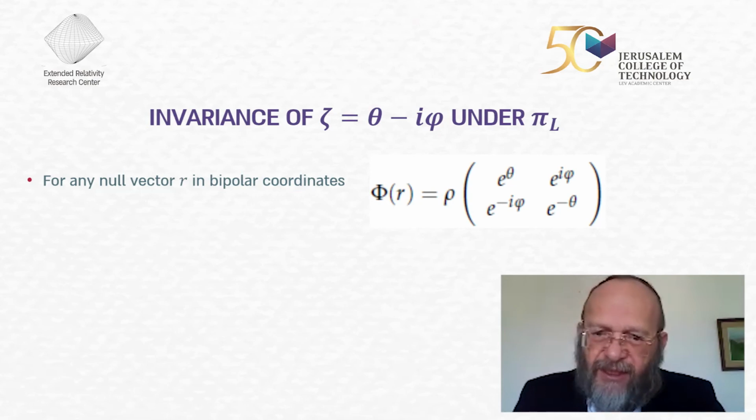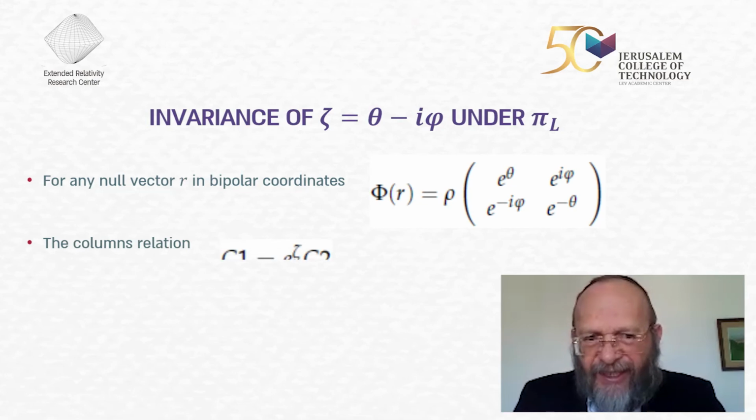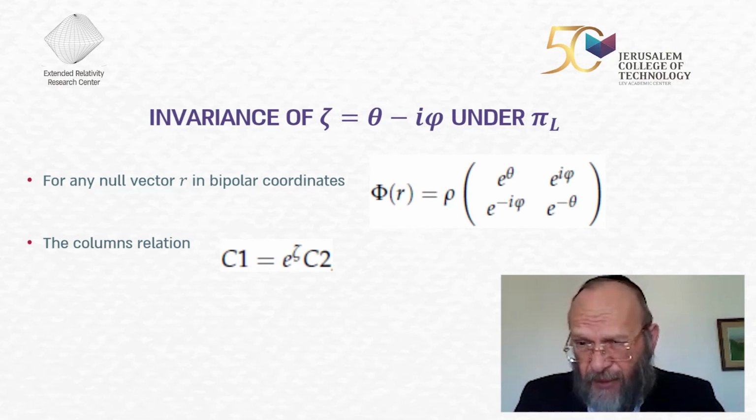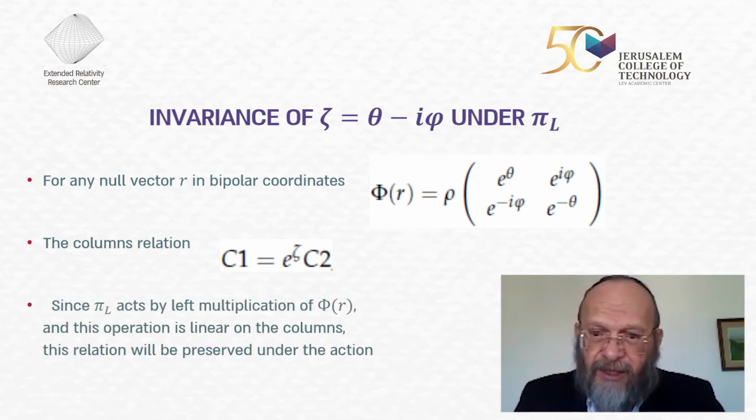What does it mean? That the columns are linearly dependent. Let's find what the column dependence is. Column 1 is equal to column 2 multiplied by e to the power zeta. If you multiply e to the power i phi by e to the power theta minus i phi, the i phi cancels and you get e to the power theta. In the second row, you multiply e to the power theta minus i phi, theta will cancel, and you get minus i phi.